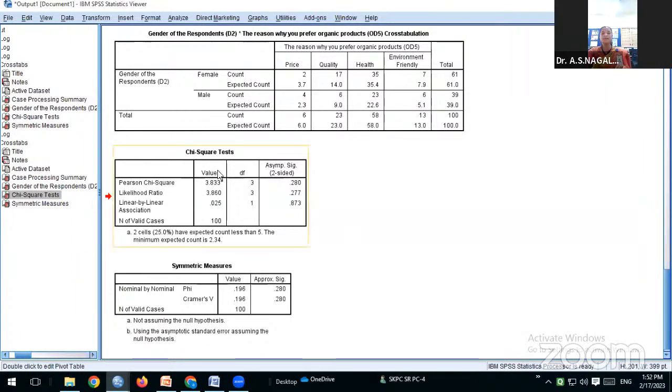So that is what we'll go ahead with. This is the end of the chi-square test. Do you have any doubts?